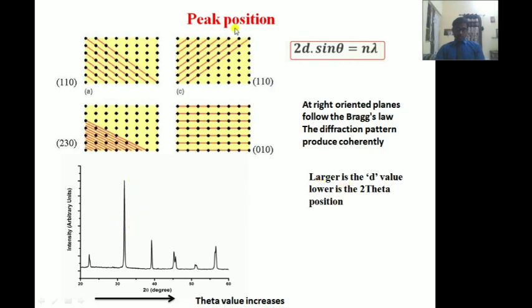Okay. So in this slide, the motto is to say that the larger the d value, the lower the 2 theta position, and the smaller the d value, the higher the 2 theta position. That means if the d value is lower, then this peak is for this plane, 230. Okay, because here the d value is small. If d is small, then sine theta is larger, meaning angle theta is larger. So that is why it is shifted toward the higher value of 2 theta.